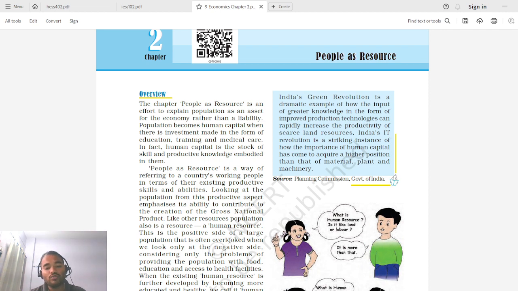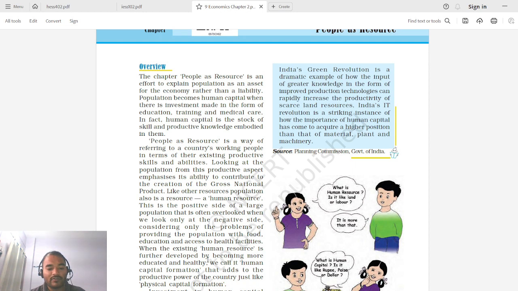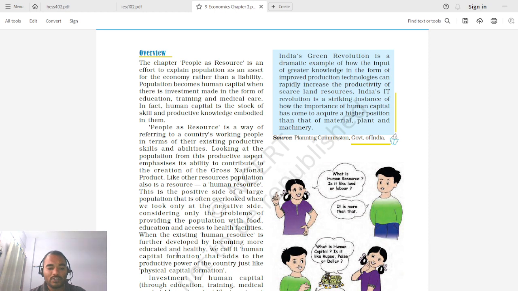So a country should look towards population as an asset rather than a liability, and always try to improve their education and skills. So we look only at the negative sides, considering only the problems of providing the population with food, education, and access to health facilities. When the existing human resource is further developed by becoming more educated and healthy, we call it human capital formation.